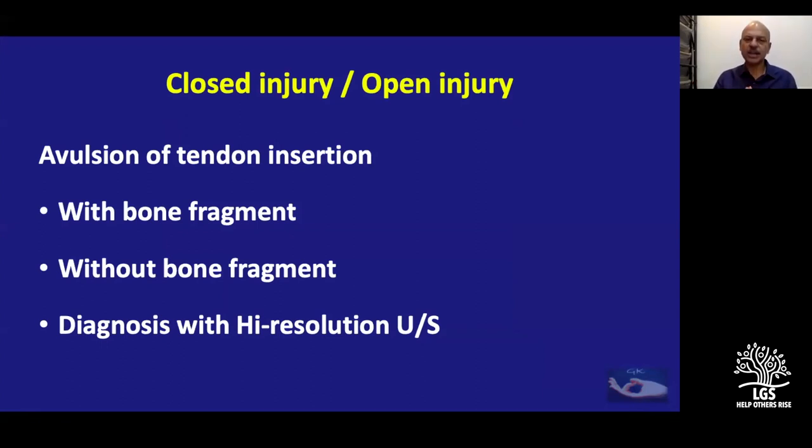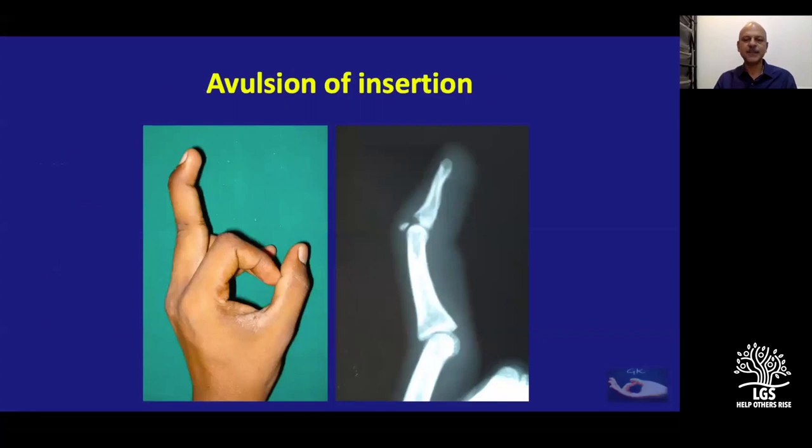How do we differentiate? I mean, the treatment is going to be different. So how do we differentiate? The diagnosis can be done with a high resolution ultrasound. Sometimes the X-ray may not reveal that small bony fragment, but even then it does not matter, because whether it's with a small bony fragment or whether it is just a tendon avulsion alone, it comes under type 1 of Doyle. So you can continue with the conservative management, or if it fails, you can do a surgical procedure, as we shall see.